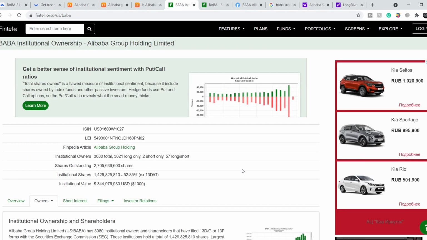So let's continue with the institutional investors of this company. As you can see, according to fintel.io, it has 380 total institutional owners, and 321 of them are long only, 2 of them short only, and 57 of them have a mixed position, long and short.